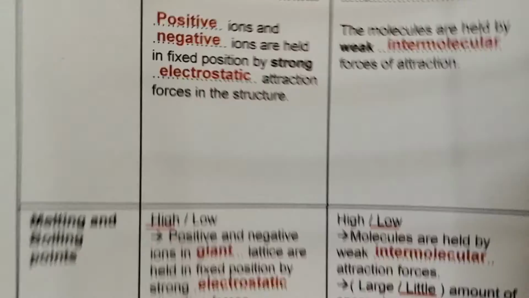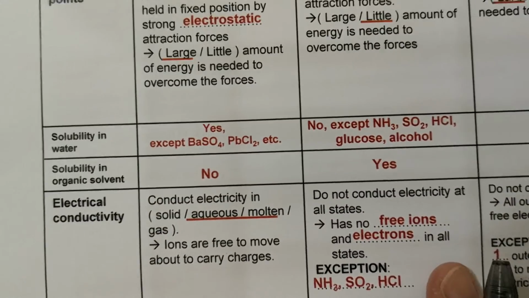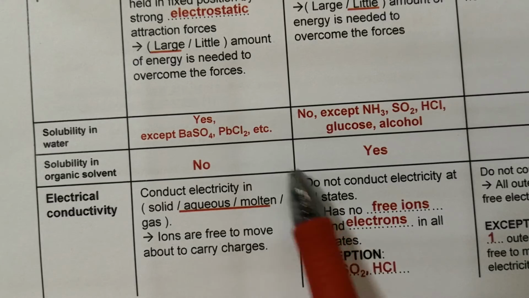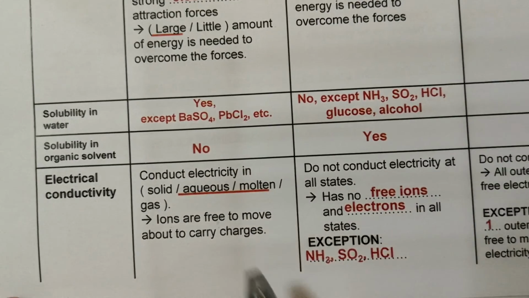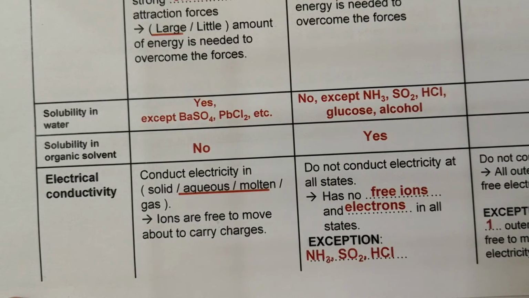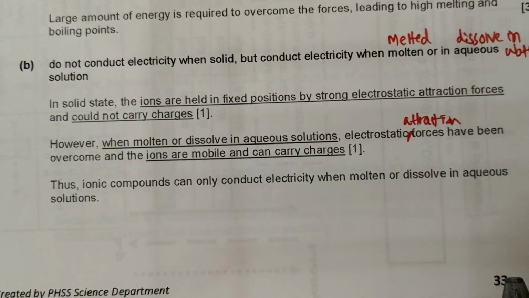So this has been summarized in the mind map. You can see ionic compounds can conduct electricity in aqueous or molten state. Why? Because the ions are free to move about to carry charges. Okay, all right.